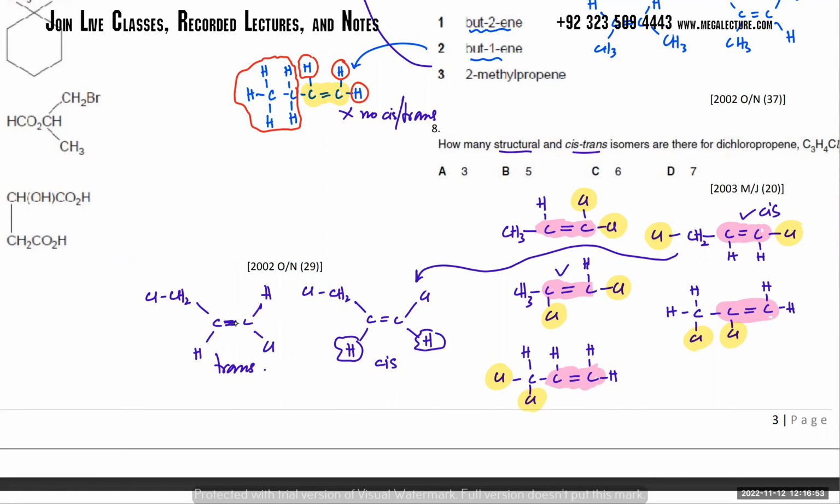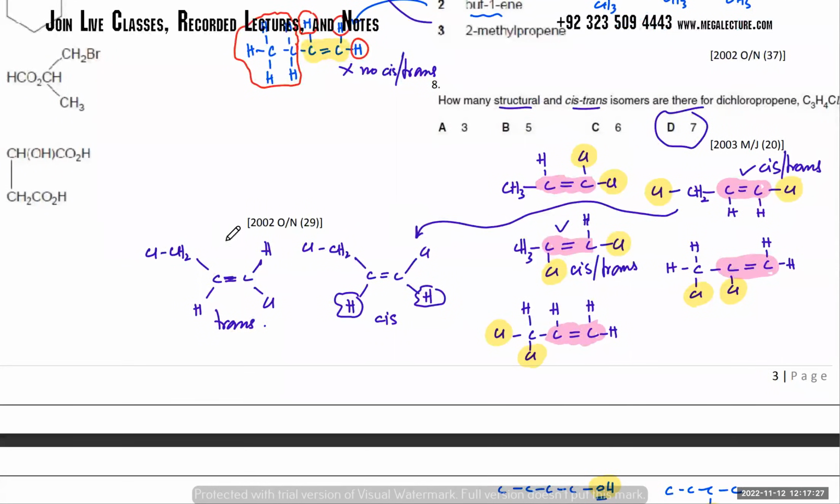There's going to be a cis version of this and there's going to be a trans version of this. So when you're counting it, count it as two isomers. So first one, second, third, fourth, fifth, and sixth and seventh. So the answer is 7. Is that clear? Yes sir. This molecule over here will have two versions. One of them is going to be cis, the other one is going to be trans. So you don't count this molecule as one, it's going to be counted as two separate molecules. One of them cis, the other trans. Am I clear?